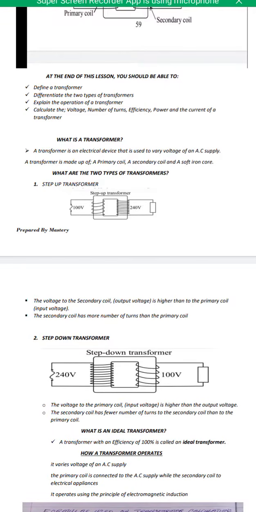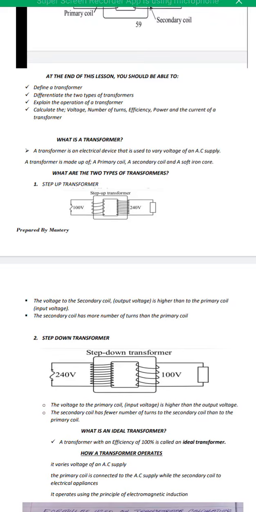This step down transformer has fewer number of turns to the secondary coil than to the primary coil, meaning the number of turns to the primary coil are very big as compared to the number of turns to the secondary coil, which is the output voltage.